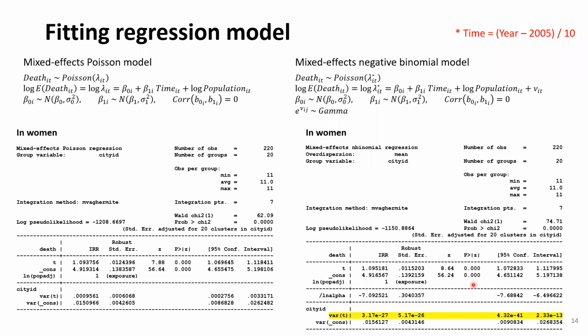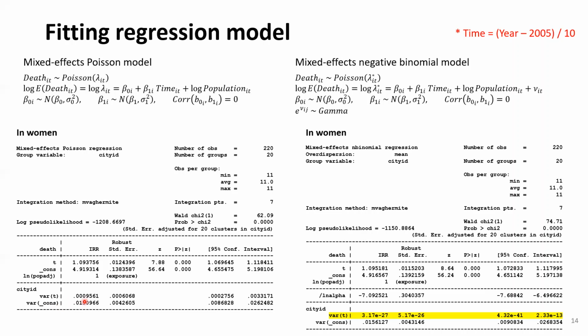So the estimation for the fixed component is quite identical between these two models. And how about the random component? Well, this is the variance of the random slope. The first one is for the random slope and the second one for the random intercept.